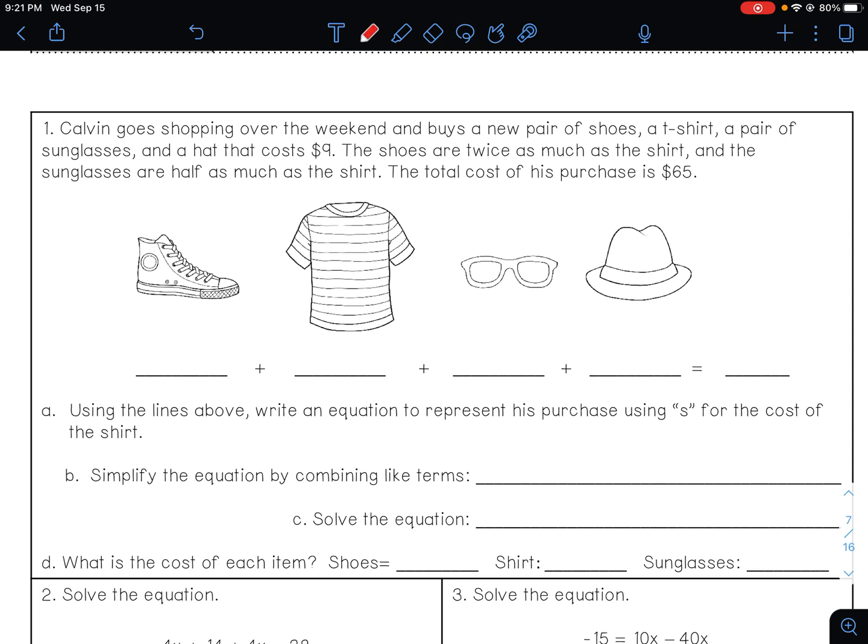So if S is the cost of the shirt, here it is, we're going to put S under cost of the shirt. What do we know? Well, his shoes are twice as much as the shirt. So if the shoes are twice the cost of the shirt, that would be like 2 times the cost of the shirt.